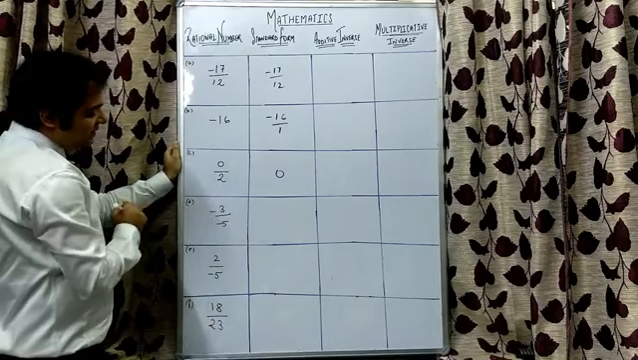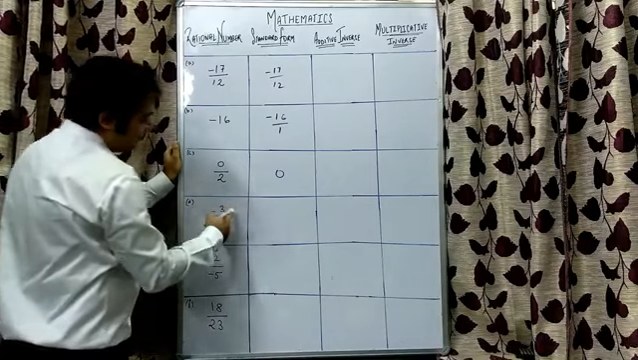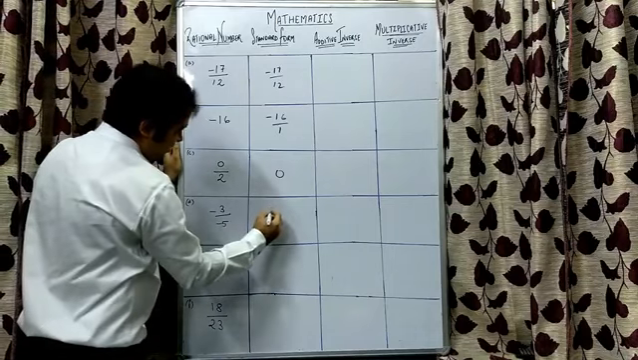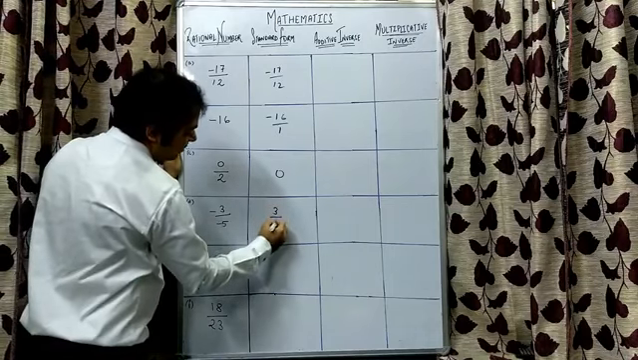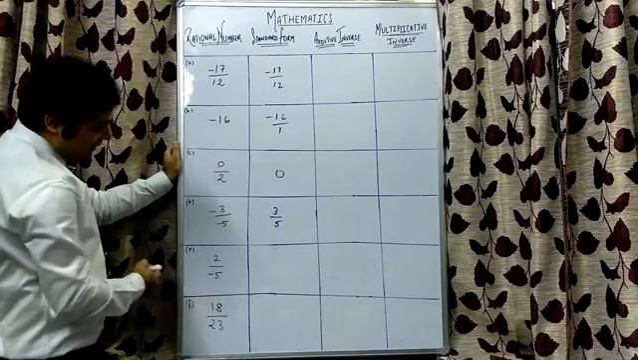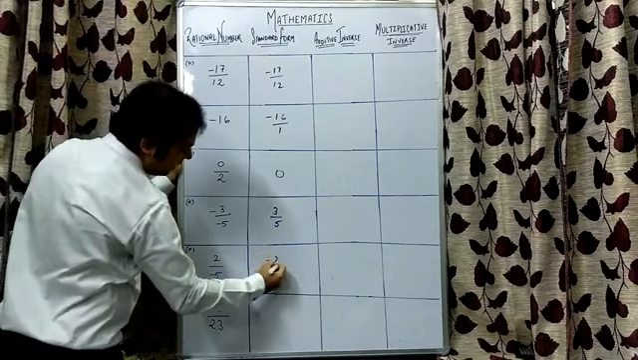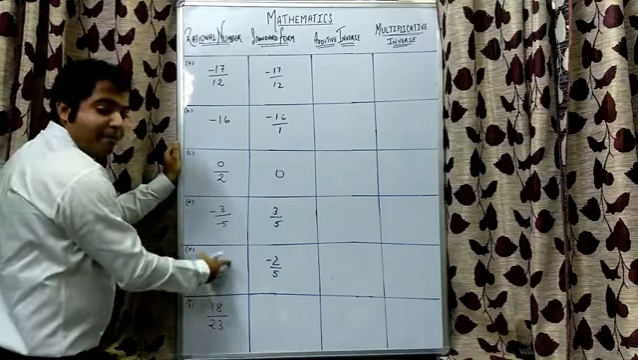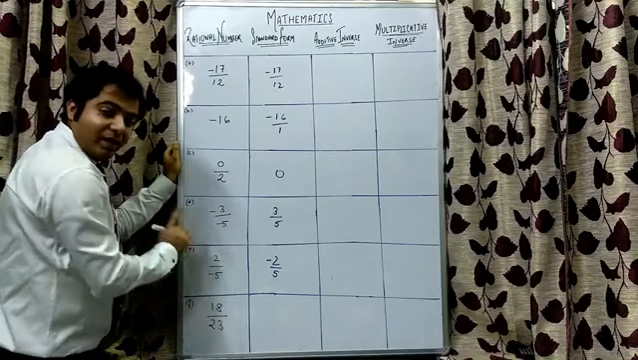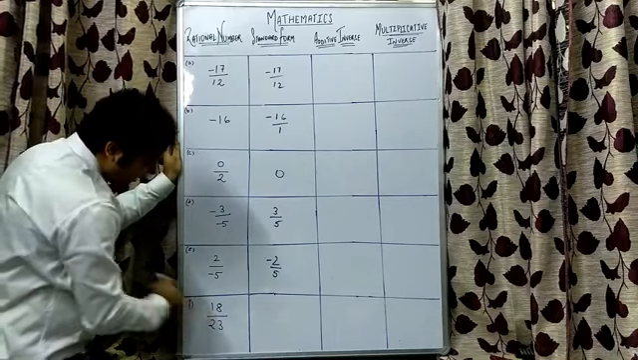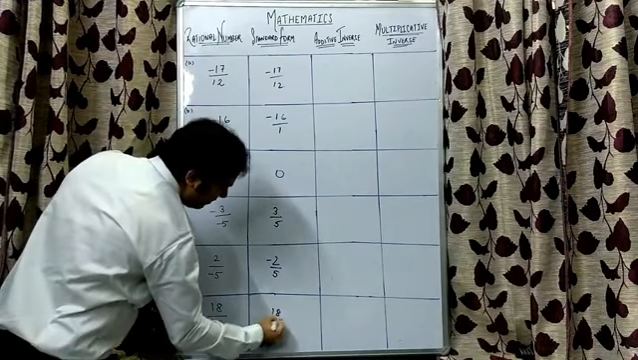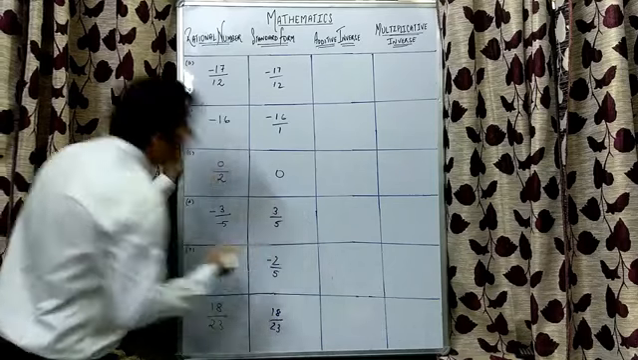Minus 3 by minus 5, so we multiply above also by minus 1 and below also by minus 1. So we will get answer as 3 by 5. 2 by minus 5, it will become minus 2 by 5 by multiplying both above and below by minus 1 and there is no common divisor in it. 18 by 23, there is no common divisor and it will remain 18 by 23.